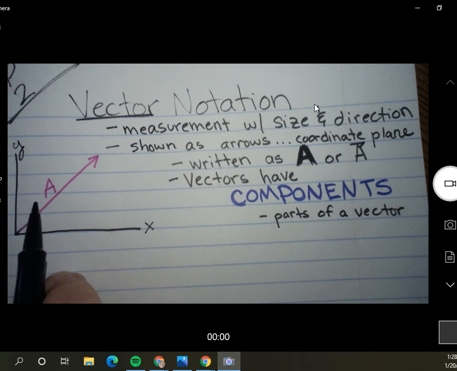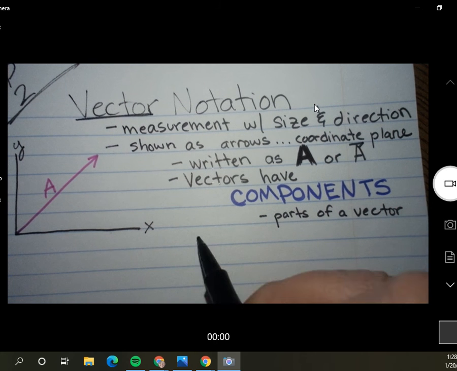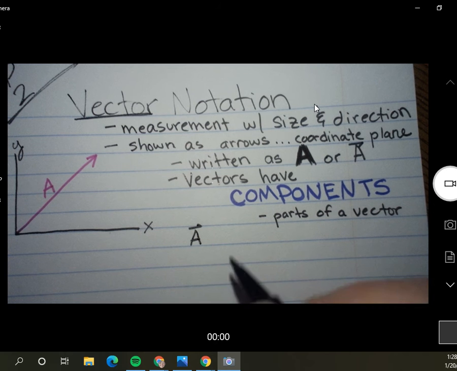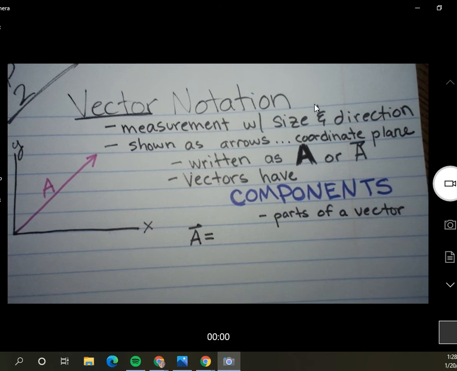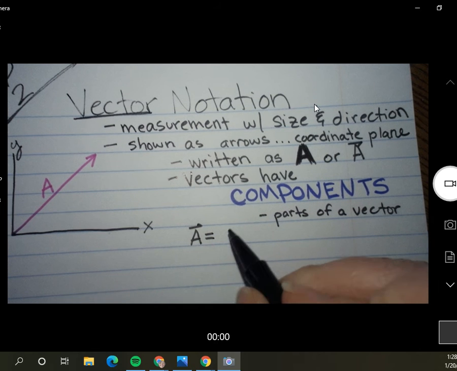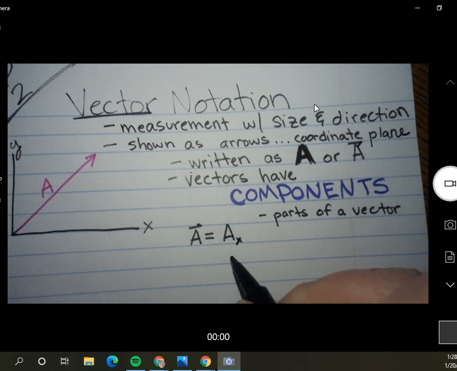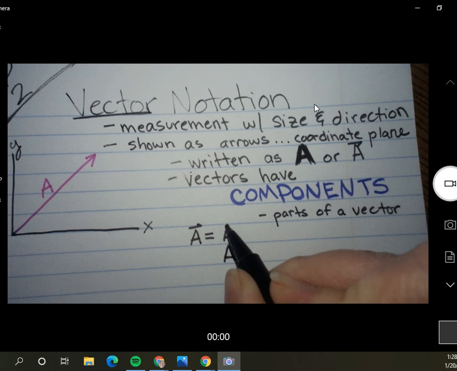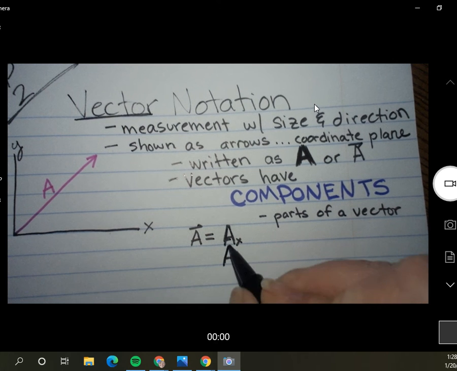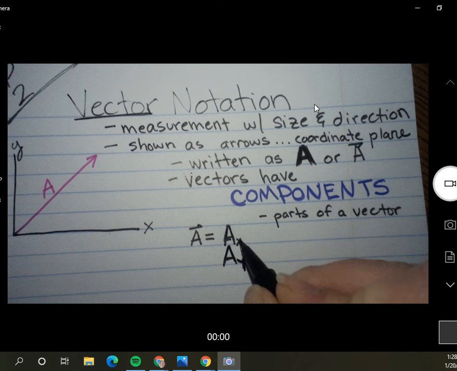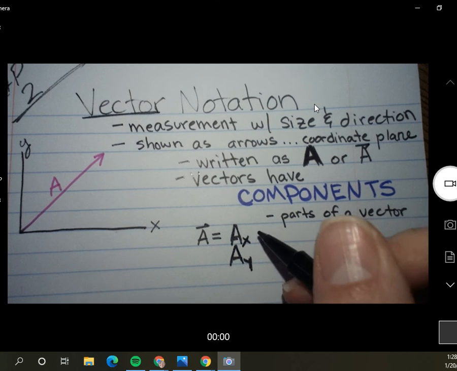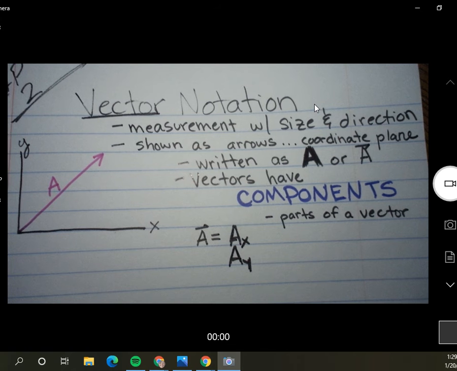If we're looking at vector A here, we would write vector A, with the little arrow on the top, equals A sub x and A sub y. Take a guess. We talked about the coordinate plane, and we talked a little about how earlier you're going to use the coordinate plane. So what do you think A sub x is going to be?